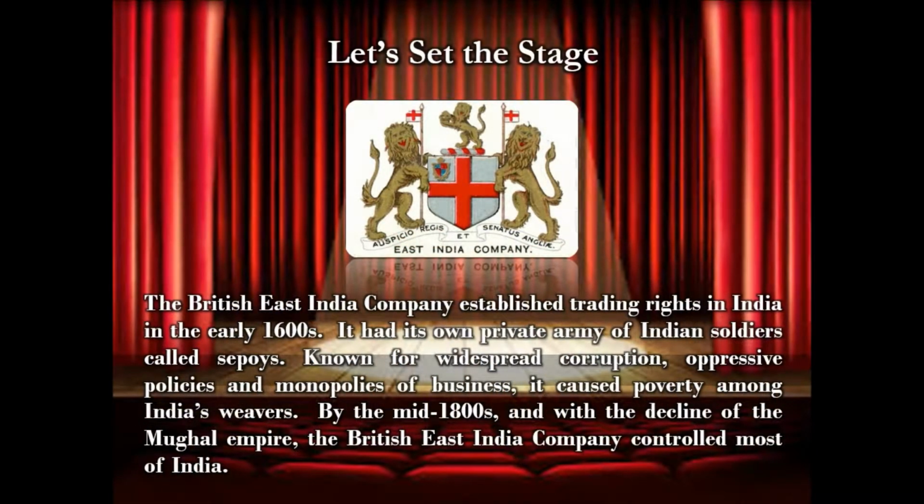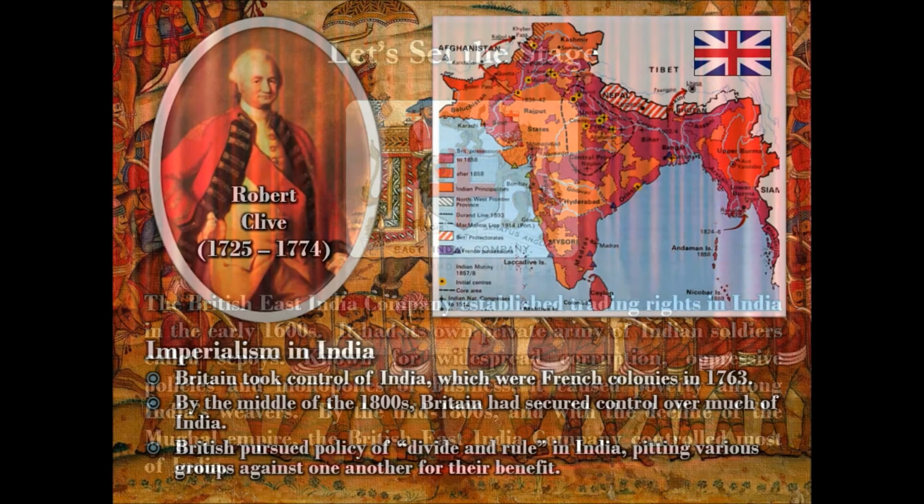Let's set the stage. The British East India Company established trading rights in India in the early 1600s. It had its own private army of Indian soldiers called sepoys. Known for widespread corruption, oppressive policies, and monopolies of business, it caused poverty among India's weavers. By the mid-1800s, and with the decline of the Mughal Empire, the British East India Company controlled most of India.